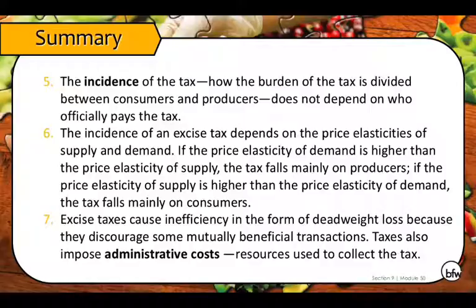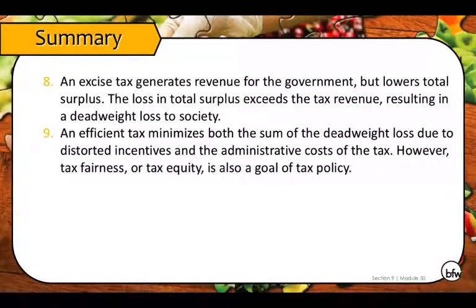Excise taxes cause inefficiency in the market in the form of deadweight loss because they discourage some mutually beneficial transactions from occurring. Taxes also cause a loss to society by imposing administrative costs, resources that are used to collect the tax. But an excise tax generates revenue for the government that it can use for public purposes. But it lowers total surplus. The loss in total surplus exceeds the tax revenue, resulting in a deadweight loss to society.